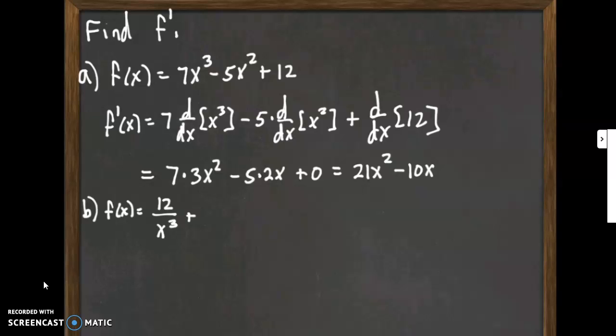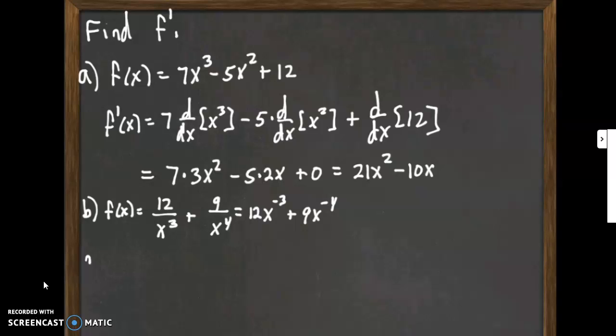Let's consider a second example. This time we have a fractional function, a function involving fractions. Well, much like we did earlier when we had a single fraction, we had to rewrite that as a power of x. So we're going to have to rewrite those two terms as powers of x. So we can write that as 12x to the negative third plus 9x to the negative fourth. Now they're expressed as powers of x, so we're ready to use our power rule.